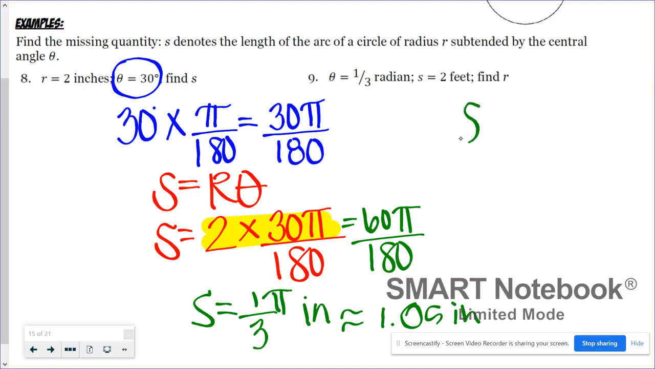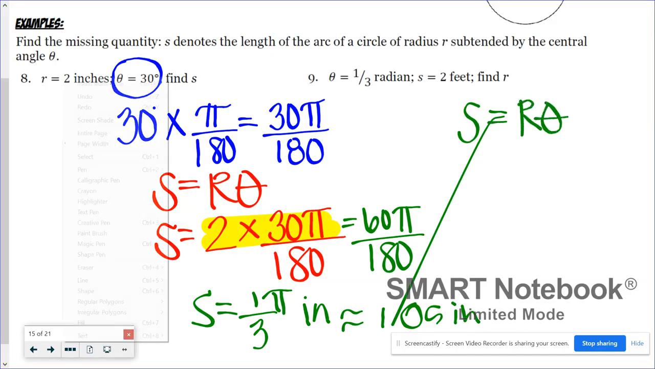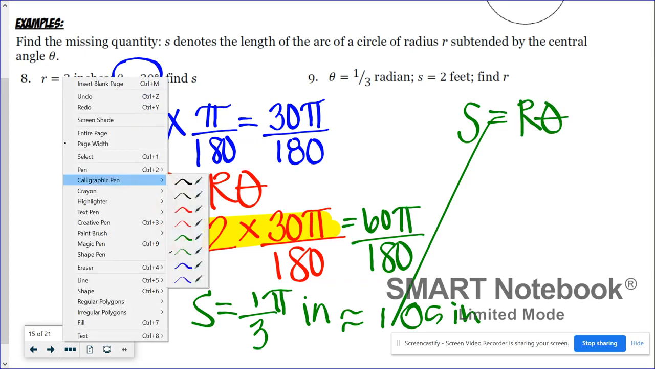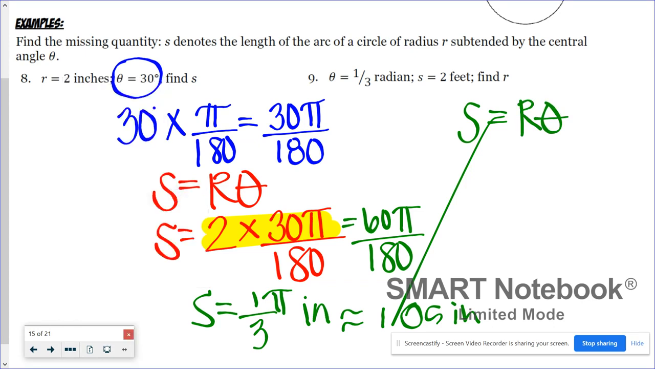Well, we're working with a formula where arc length is equal to the radius times theta. And so whenever you're working with formulas, my advice is formula, substitution, solution. So start with the formula, plug in what you know. So 2 is equal to r times 1/3.